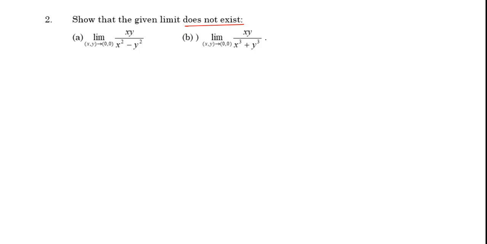This is going to be quick and short. For question one we have the limit as (x, y) approaches (0, 0) of xy over x squared minus y squared. We must show that the limit does not exist.